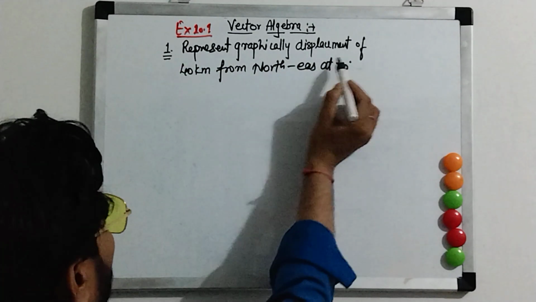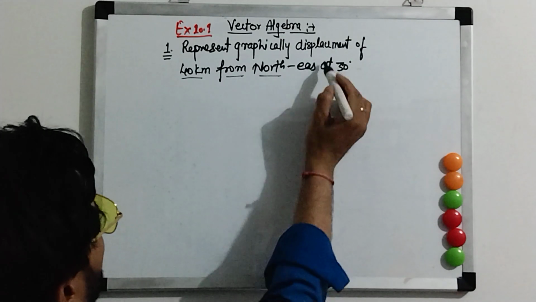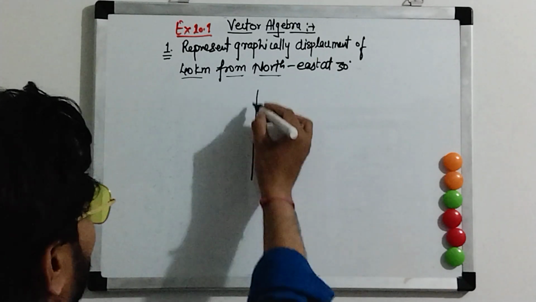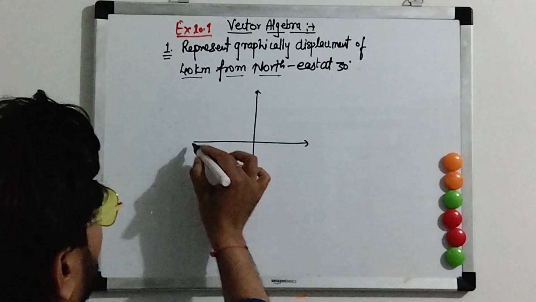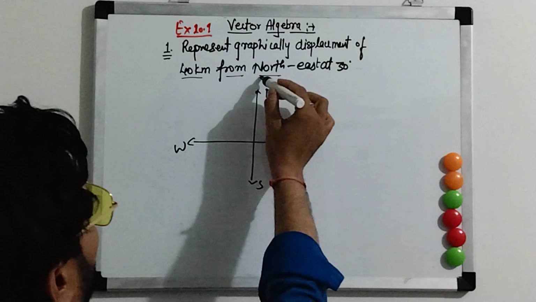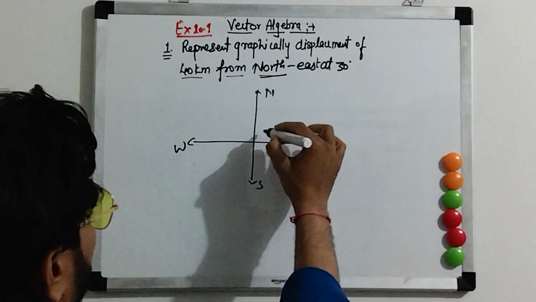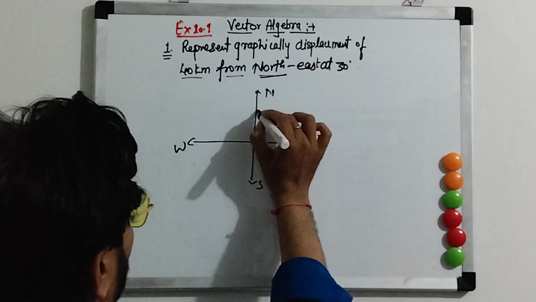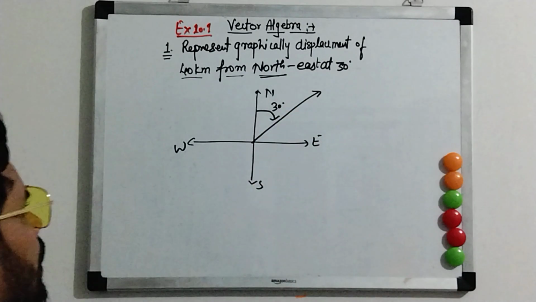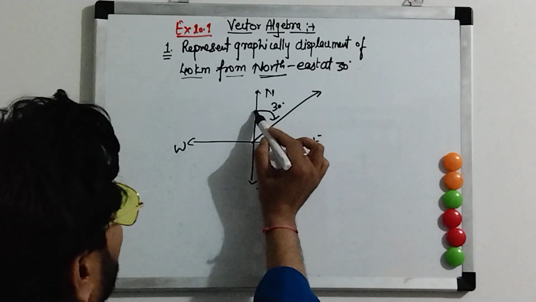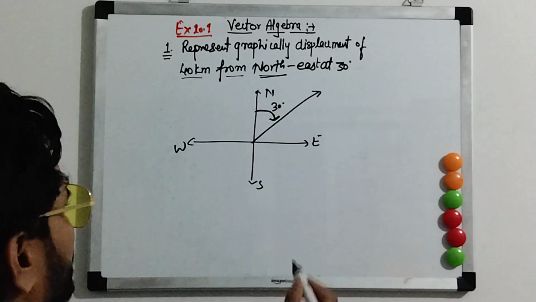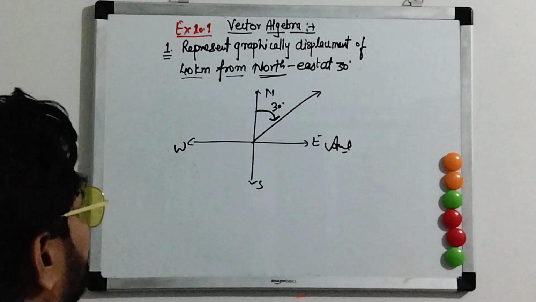Represent graphically displacement of 40 kilometers from north to east at 30 degrees. So first of all, give the axis of directions: north, south, east, west. Now from north to east, 30 degree. From north to east, how much? 30 degree. Okay, understand? From north to east, so we give the direction from north to east. Okay, and this is the graphical representation of that.